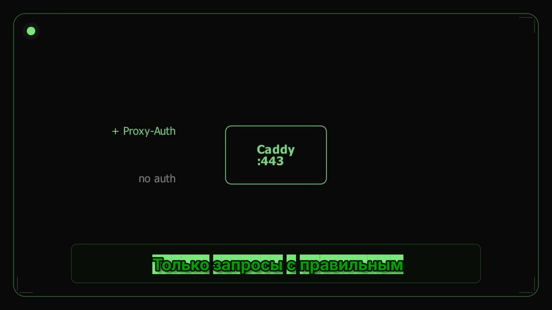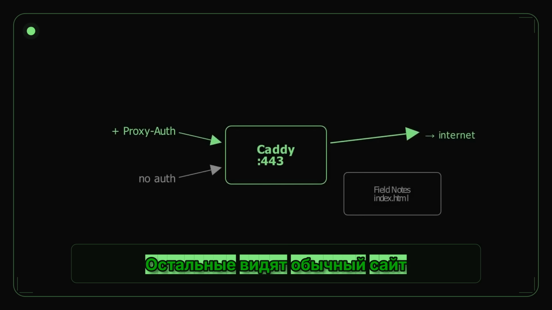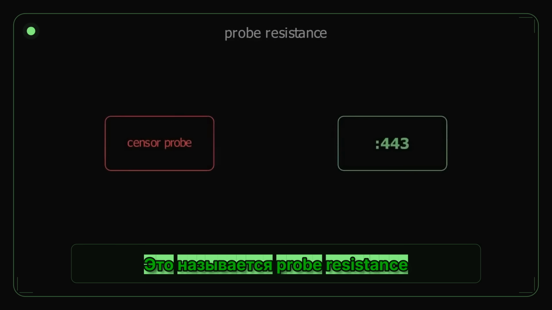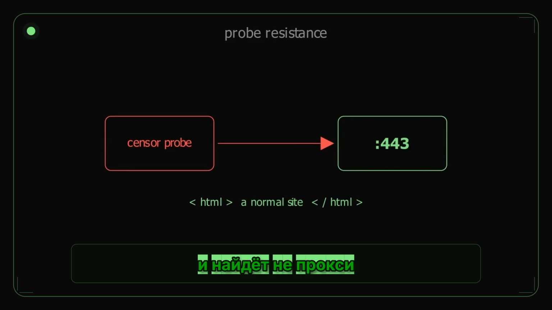Only requests with the right basic auth header get promoted into a proxy tunnel. Everyone else just sees the site. This is called probe resistance. A sensor that pokes port 443 doesn't find a proxy. It finds a website.